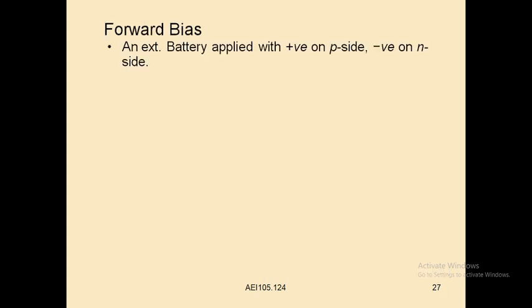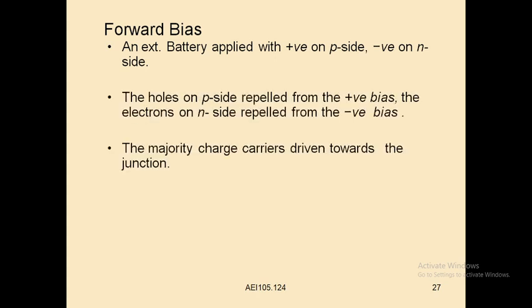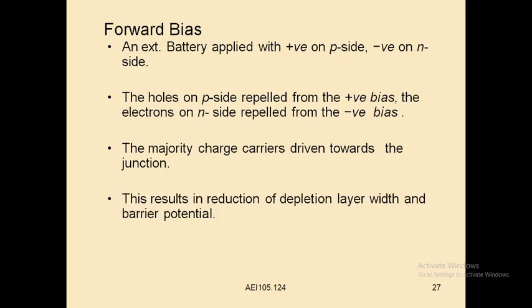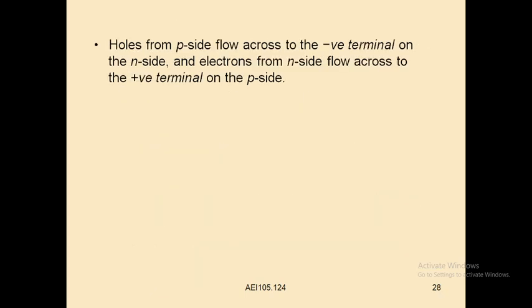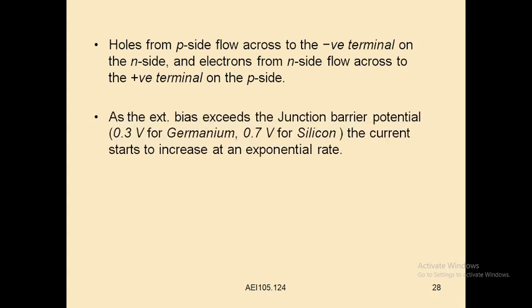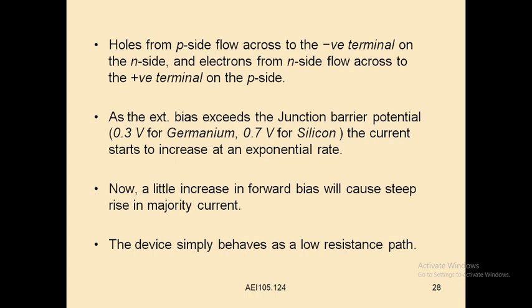Coming to forward bias, the majority charge carriers are driven towards the junction, and this results in the reduction of the depletion region and the width of the potential barrier. As the applied bias is steadily increased from 0 onwards, the majority charge carriers attempt to cross the junction. Holes from the P side flow across to the negative terminal on the N side, and electrons from the N side flow across to the positive terminal on the P side. Here, the device simply behaves as a low resistance path when it is connected in forward bias condition.